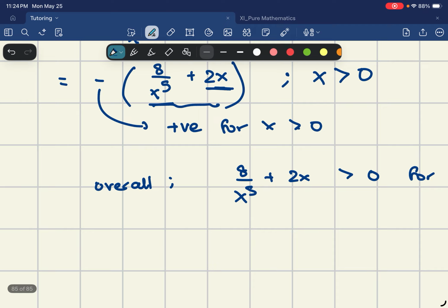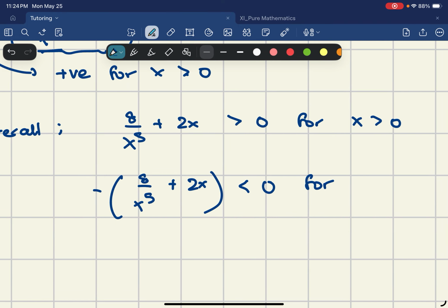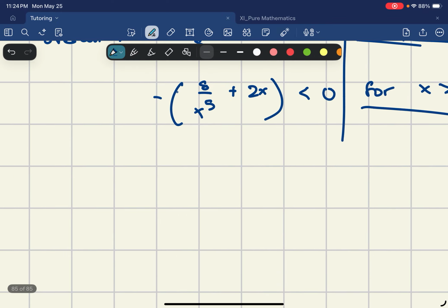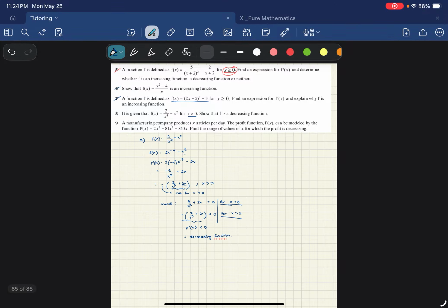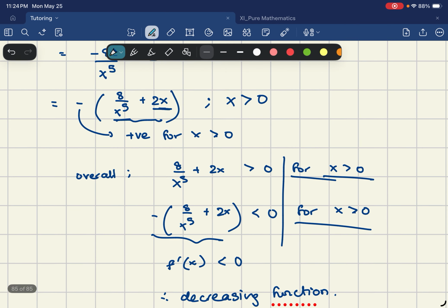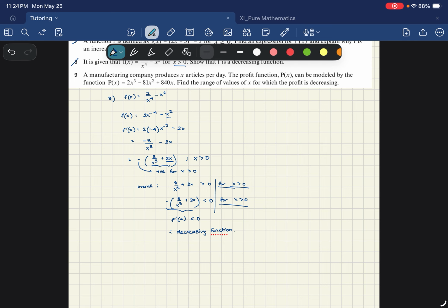But we have a negative sign. So if I multiply both sides by negative 1, I get this expression. And don't worry, this does not change because this is our restriction, right? But remember, this is our f dash of x. Is less than 0. And therefore, it is a decreasing function for all x bigger than 0. All right. So that is the idea. Because this expression, which is f dash of x, is less than 0, then the function is decreasing. So we are done with question 8.